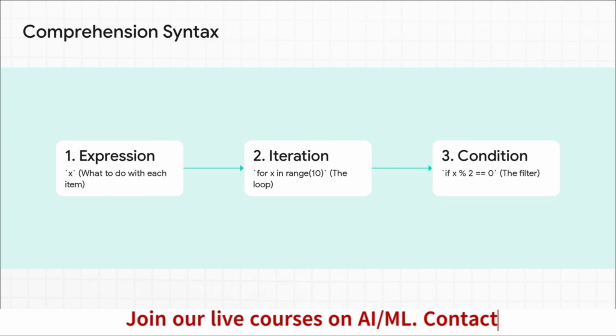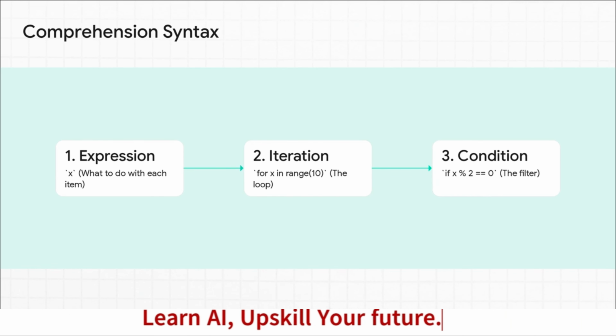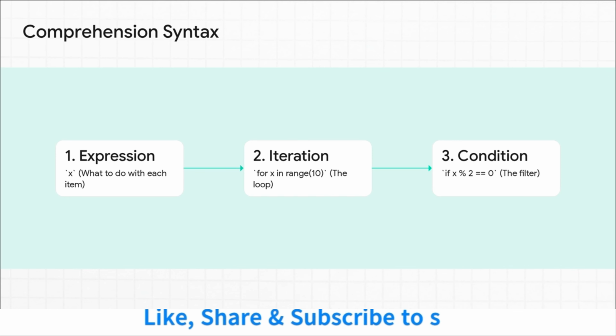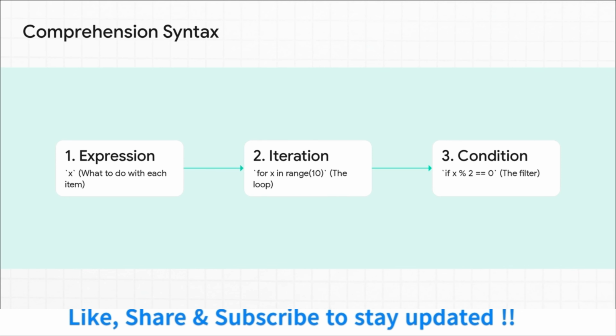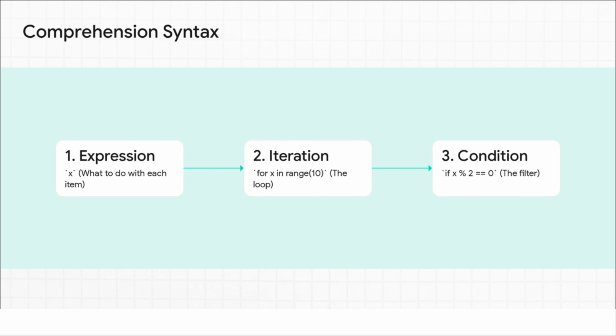Let's just break that down real quick, because it's actually a simple recipe. There are 3 parts. First, the expression. What do you want to do with each item? Here, we just want the number x itself. Second, the iteration. What's the loop? That's our for x in range 10. And third, the optional part, the condition. What's the filter? For us, it's if x%2 equals 0. That's it. Expression, iteration, condition. Once you get that pattern down, you'll use it everywhere.